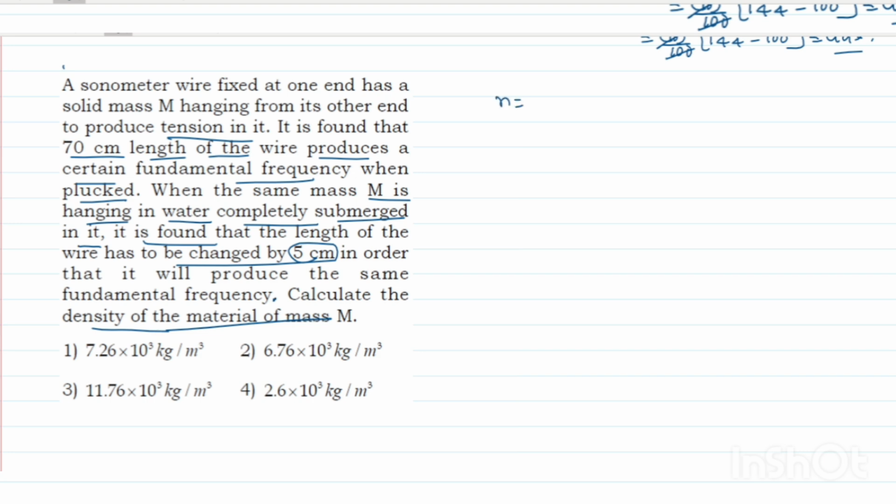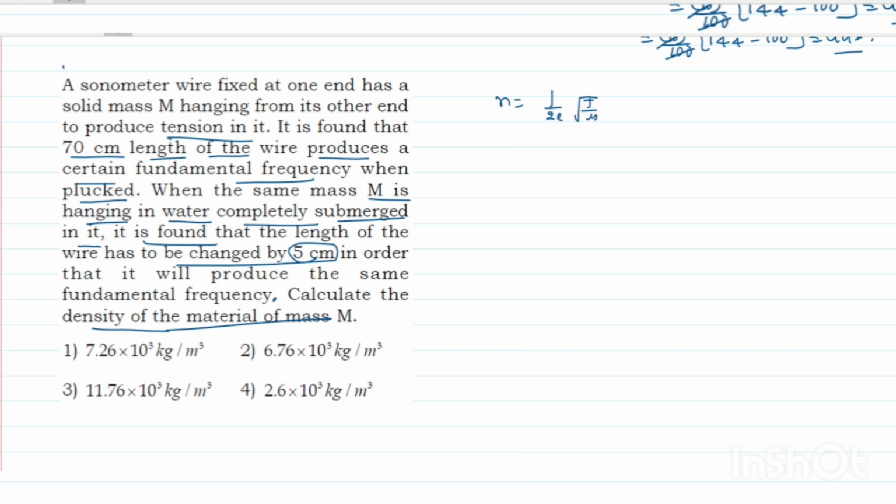Here n you can relate, students. Initially you are hanging the mass from its other end in the air medium, later you are placing it in the liquid medium. So n equals 1 by 2L into root over T by mu.